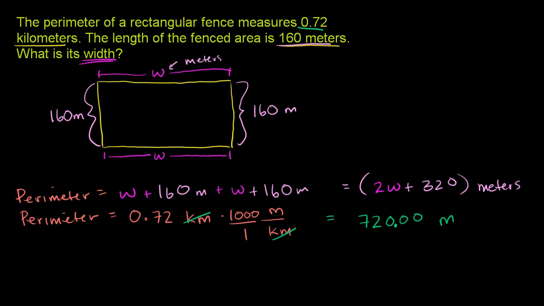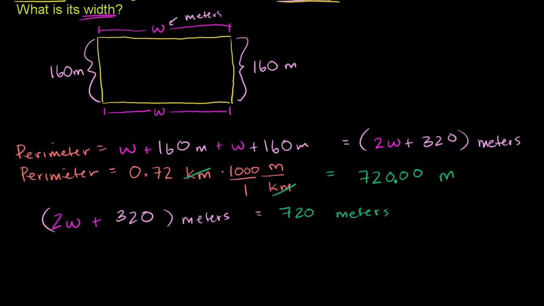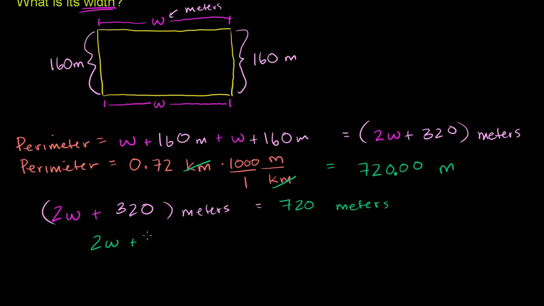So if you take 2 times the width in meters and add that to the combined lengths, 160 and 160, that's 320. And all of this is in meters. That is going to be equal to the total perimeter, which is 720 meters. Now that we have the units right, we can solve for W, and W will tell us this width in meters. So 2W plus 320 is equal to 720.